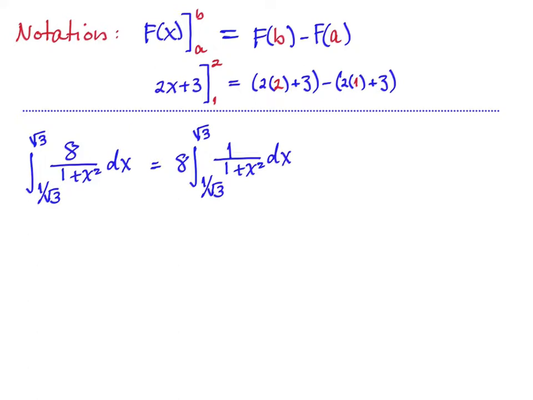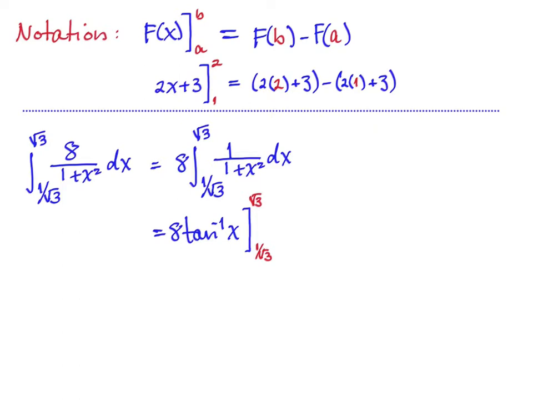And now I recognize 1 over 1 plus x squared as the derivative of the inverse tangent function. So the inverse tangent function is the antiderivative of 1 over 1 plus x squared. So this definite integral is going to be 8 times the inverse tangent of x evaluated from 1 over square root of 3 up to square root of 3.